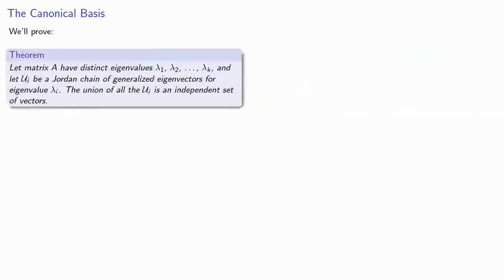Given that, we'll prove the following. Let matrix A have distinct eigenvalues lambda 1 through lambda k, and let u_i be a Jordan chain of generalized eigenvectors for eigenvalue lambda_i. The union of all of these Jordan chains is an independent set of vectors. Did I say we'll prove this? You should prove it.